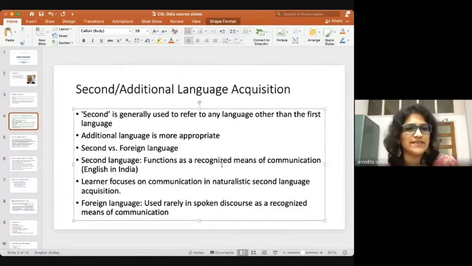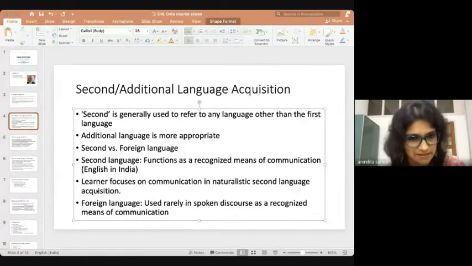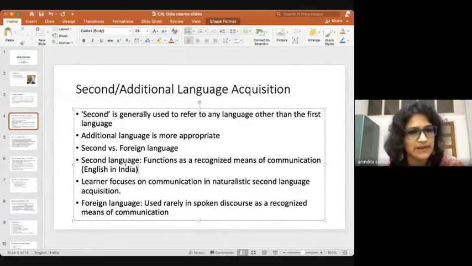So this functions as a recognized means of communication. That means English for us is the lingua franca, and it's one of the official languages of our country. It is also used in administration, it's the language of education, and in certain cases we do use it for entertainment purposes also. Considering the functional load of English is pretty high, you can always refer to Pandhari Pandey's work to understand what is functional load. So English is going to be our second language.